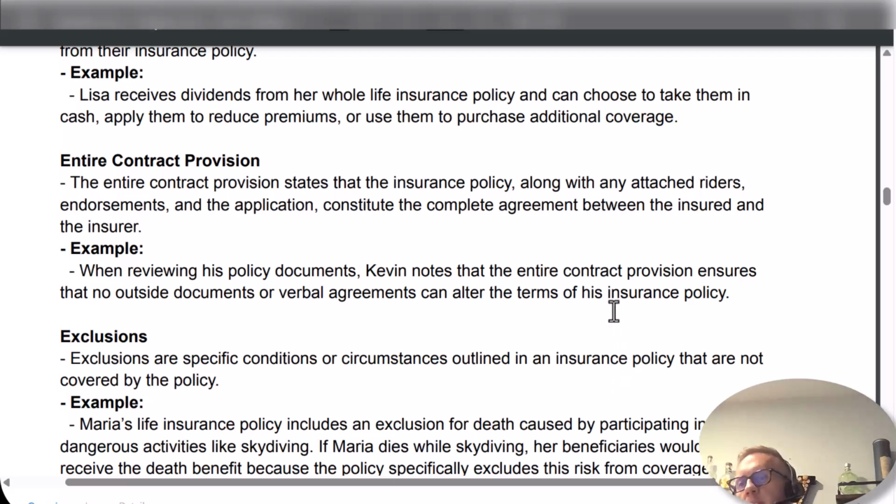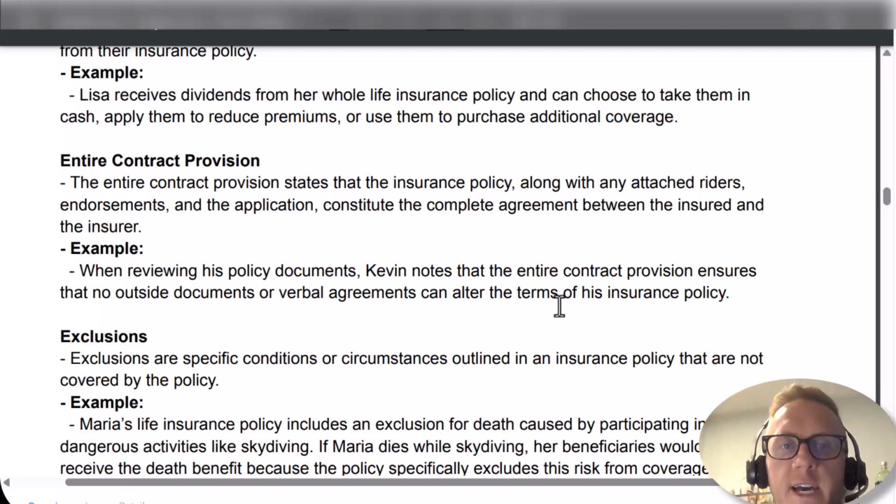The entire contract provision states that the insurance policy, along with any attached riders, endorsements, and the application, constitute the complete agreement, or entire contract, between the insured and the insurer. So, for example, when reviewing his policy documents, Kevin notes that the entire contract provision ensures that no outside documents or verbal agreements can alter the terms of the insurance policy.